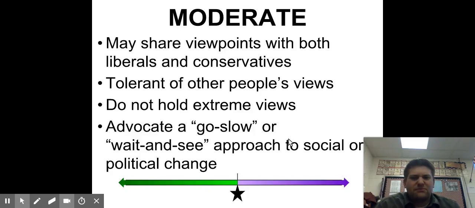But you advocate more of a go slow approach. Like, let's wait and see. Let's see if we can come to some sort of agreement between both sides. And let's not move too drastically. But sometimes change is necessary.